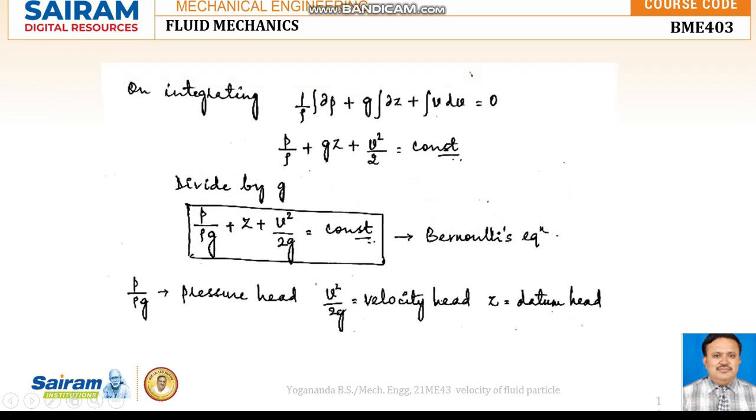On integrating, taking density and g outside the integration, we have p by rho plus gz plus v square by 2 equal to constant. Dividing both sides by g, we have Bernoulli's equation, where p by rho g is the pressure head, v square by 2g is the velocity head, and z is the datum head.